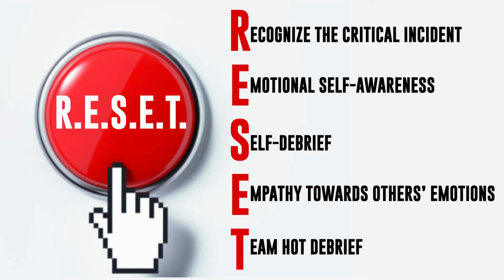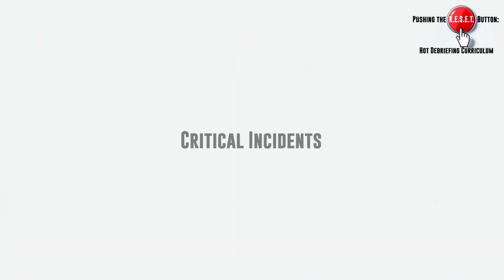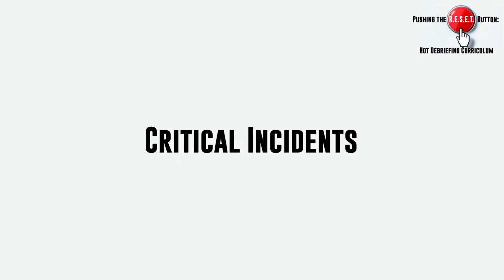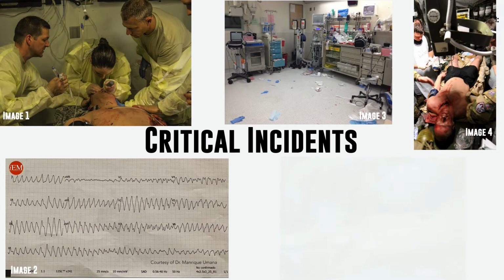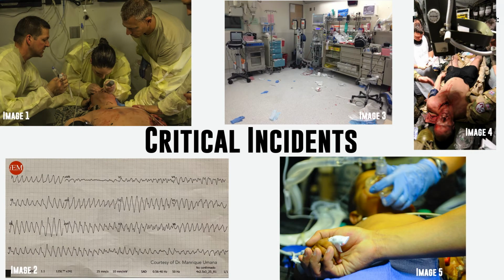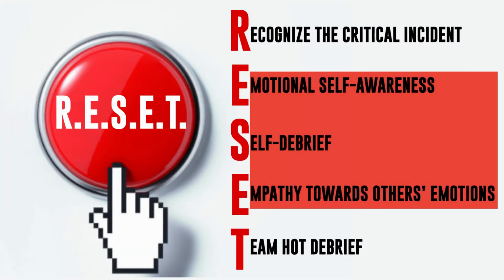Let's break these down step by step. Recognizing the critical incident. As we stated before, critical incidents can include cardiopulmonary arrest, severe traumatic injuries, or pediatric resuscitations, just as a couple of examples. Moving into kind of the meat of the R.E.S.E.T mnemonic, let's further understand why these letters are here. What do we need emotional self-awareness, self-debriefing, and empathy towards others' emotions for in order to be an effective and efficient hot debriefing leader?